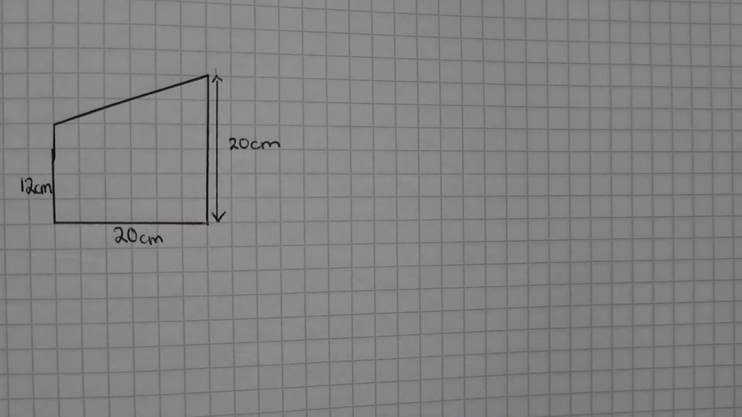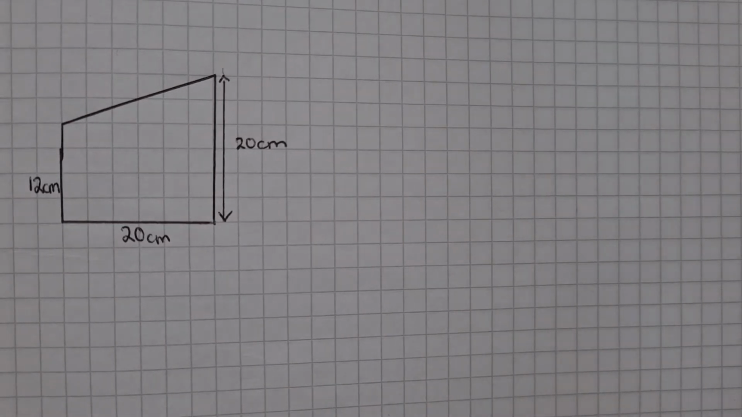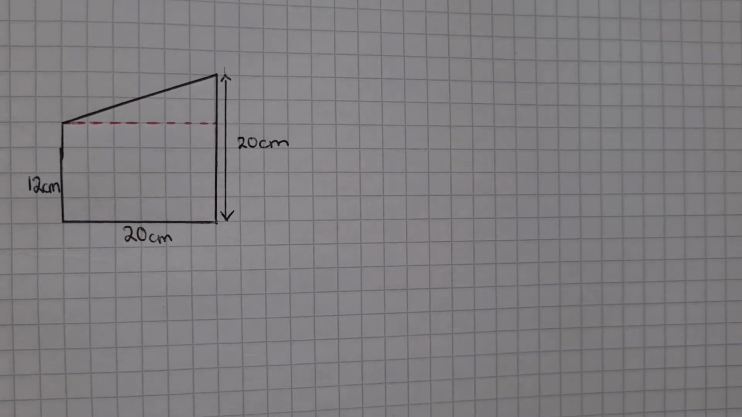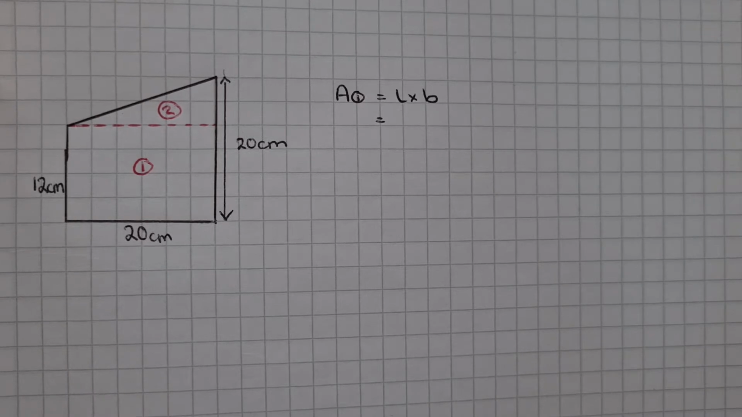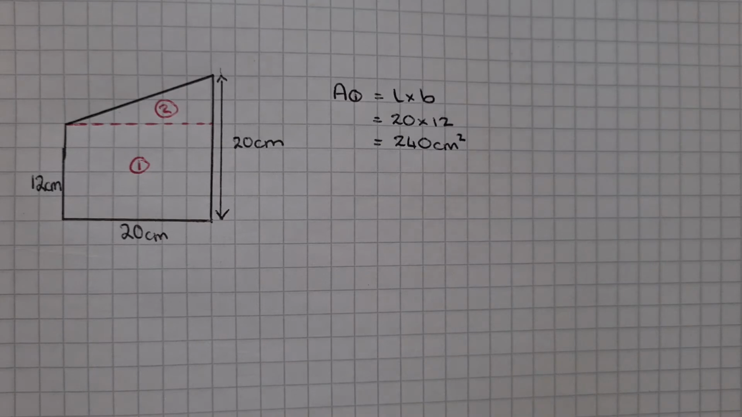Here's a slightly different looking shape. First thing we need to do is split it up into recognisable 2D shapes. So we can split it into a right angle triangle and a rectangle. Label them 1 and 2. We're going to calculate the area of the first shape, which is the rectangle. So length times breadth, 20 times 12, which is 240 centimetres squared.